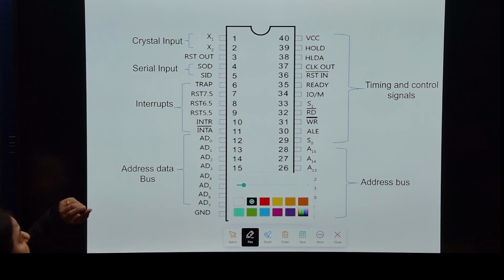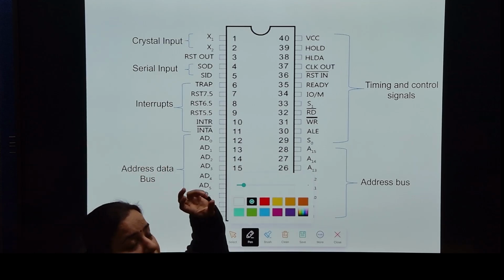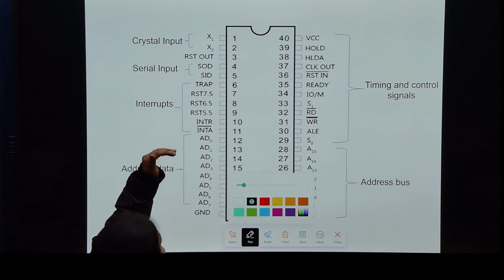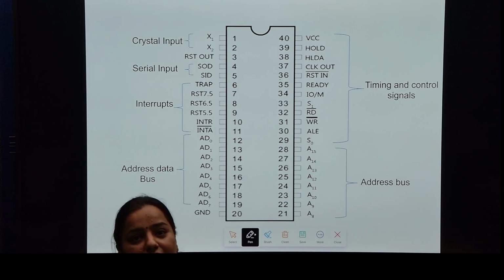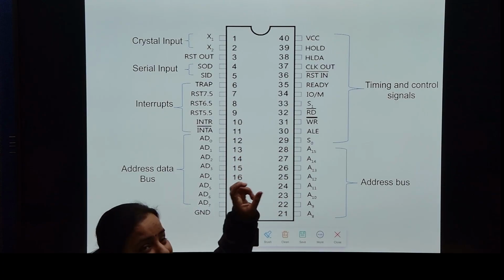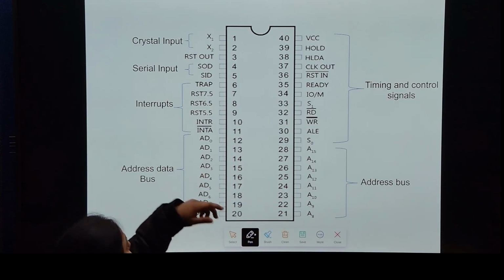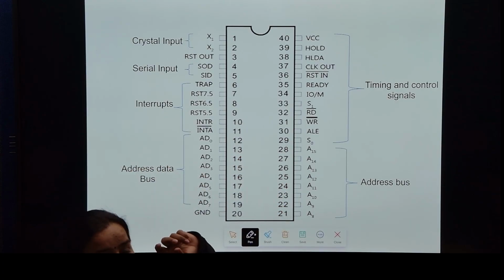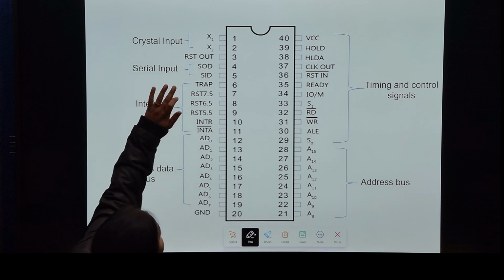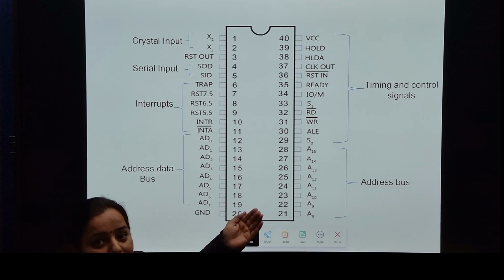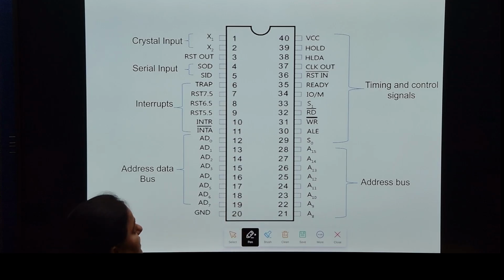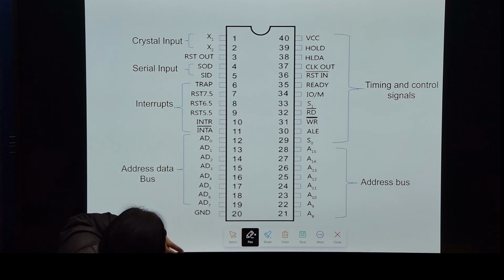Pin number 1 and pin number 2 are crystal inputs, and pin number 3 and pin number 36 are the reset pins. Pin number 36 is reset in, that is an active low signal, and pin number 3 is the reset out pin. Then pin number 4 and pin number 5 are the serial input and output pins, for serial communication.